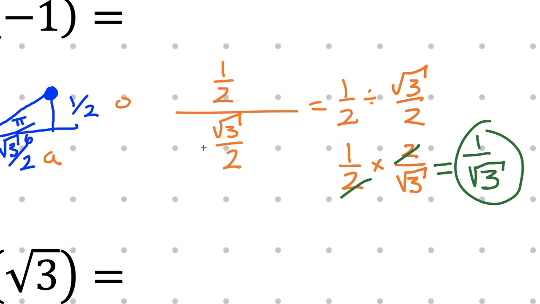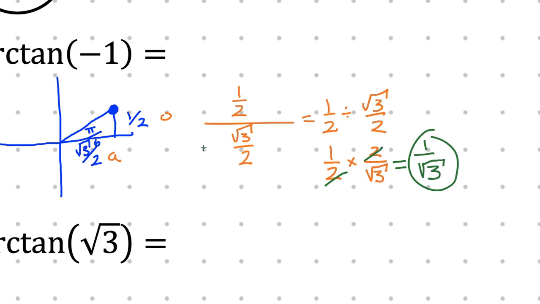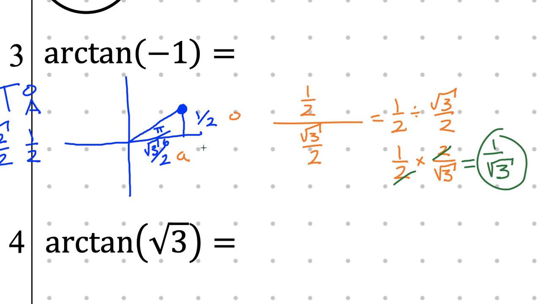So -1 means, if I zoom out and look at this problem as a whole, that if I divide this number by that number, or vice versa since it's -1, I should get -1. Which means these have to be the same number, but one is negative and one is positive. What type of angle do we have where this length and this length are the same number?